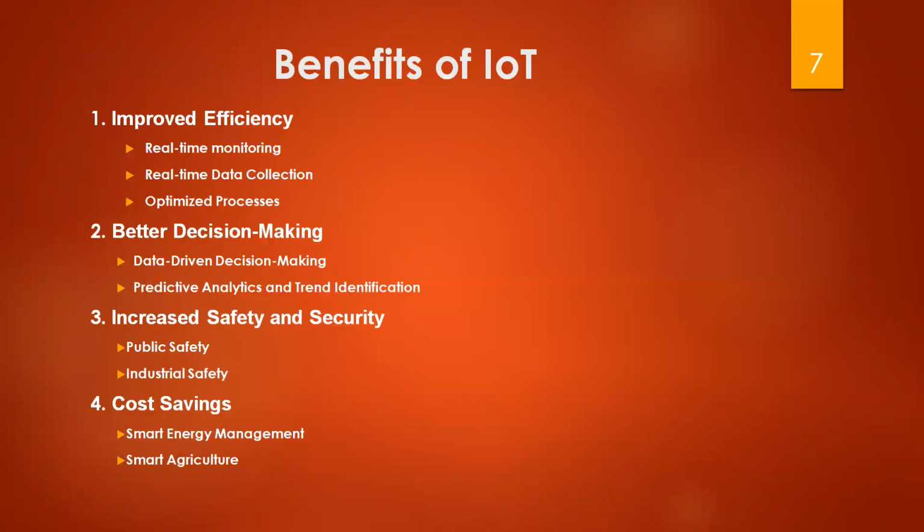Now, the benefits of IoT. The first is improved efficiency. In efficiency, these are some points like real-time monitoring, real-time data collection, optimized processes. The second one is better decision making: data-driven decision making, predictive analytics, and trend identification. The third one is increased safety and security in the form of public safety and industrial safety. The fourth point is cost savings. Smart energy management and smart agriculture are ways of saving cost.